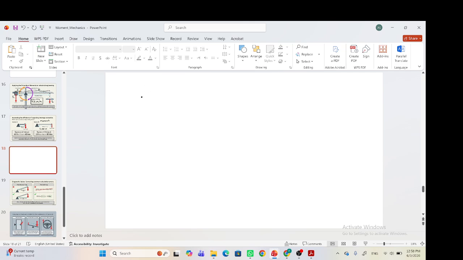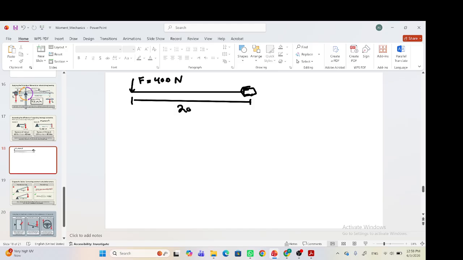For example, if we have one wrench with this much distance, and we should apply a force F equal to 400 newtons to open this nut. And how much is the distance? The distance is, for example, 20 centimeters. Now let me find the moment.